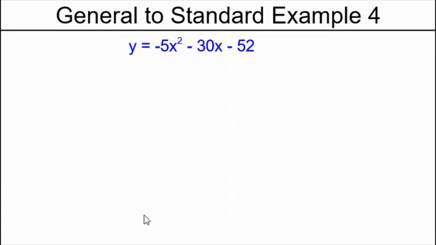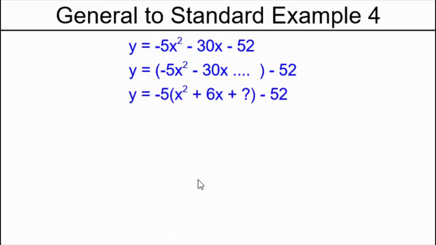Today's Daily Dose of Math is an example of converting a quadratic equation from general form to standard form. We have the equation y equals negative 5x squared minus 30x minus 52. Our first step is to write the negative 5x squared minus 30x inside a bracket and leave a space for another term, but to keep the minus 52 outside of the bracket.